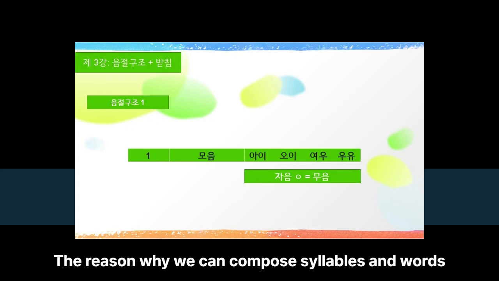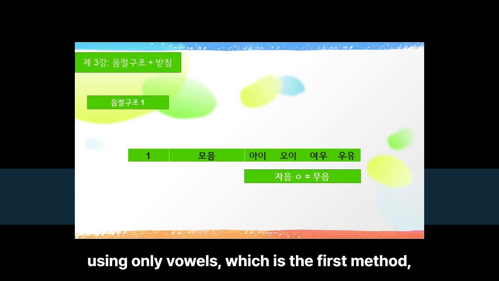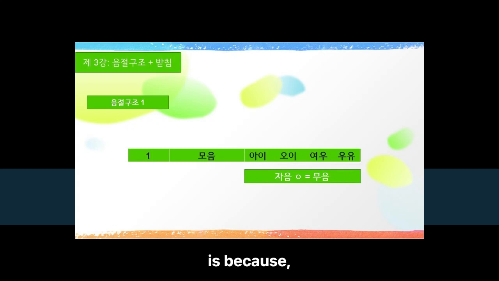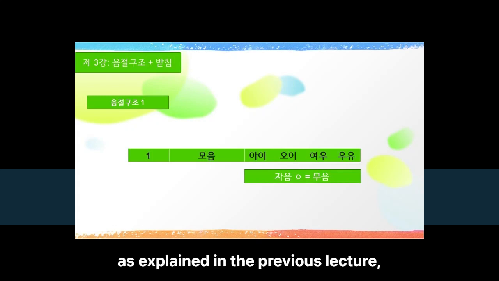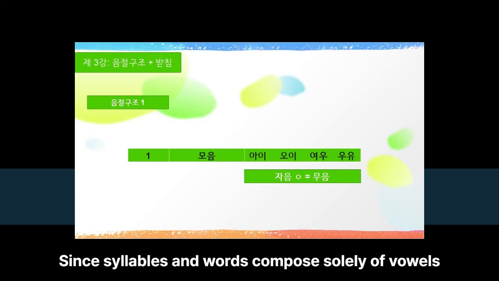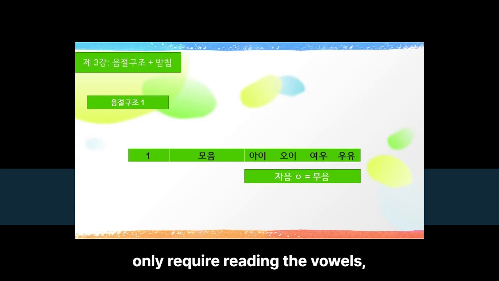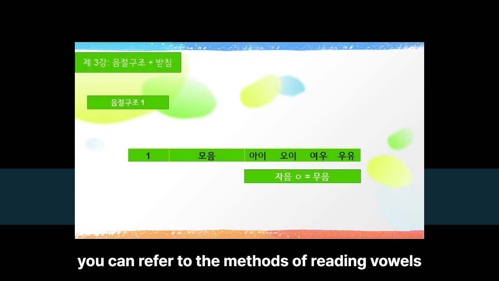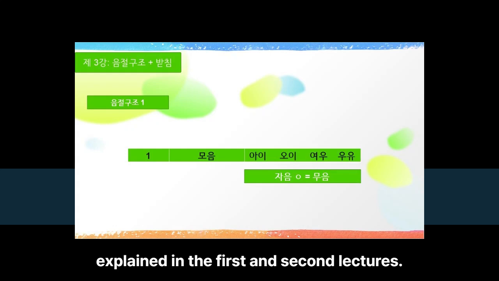The reason why we can compose syllables and words using only vowels, which is the first method, is because, as explained in the previous lecture, the consonant iyang is silent when it comes before a vowel. Since syllables and words composed solely of vowels only require reading the vowels, you can refer to the methods of reading vowels explained in the first and second lectures.